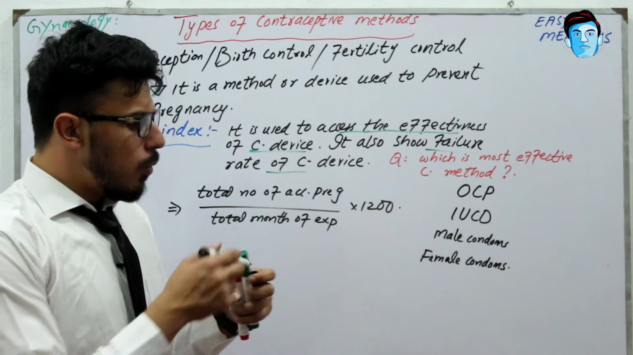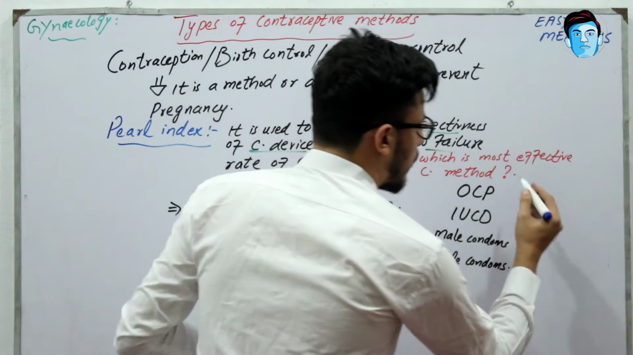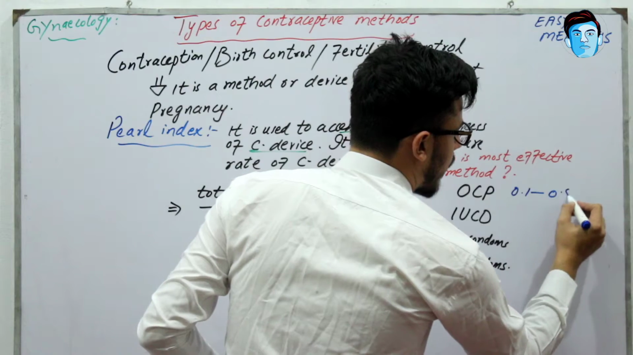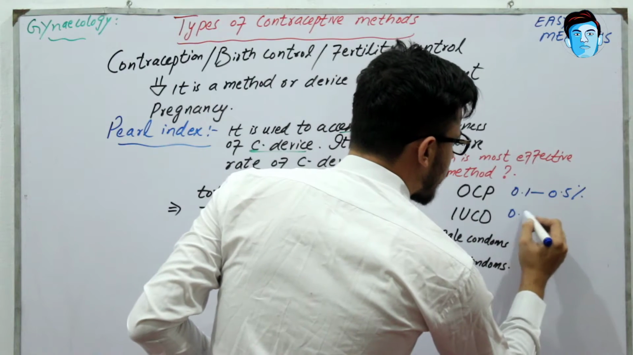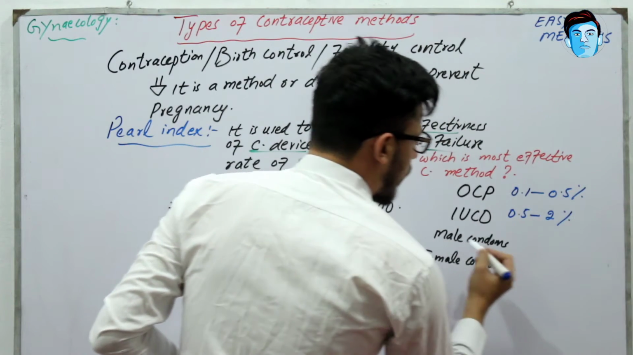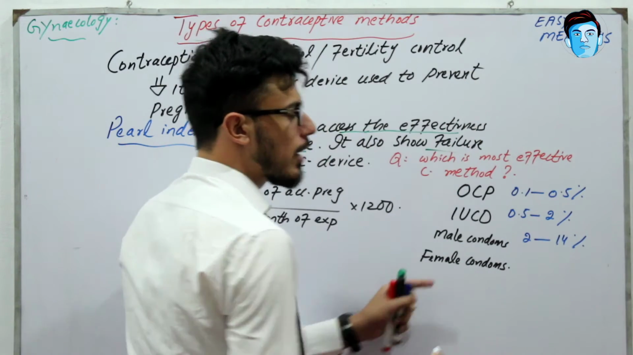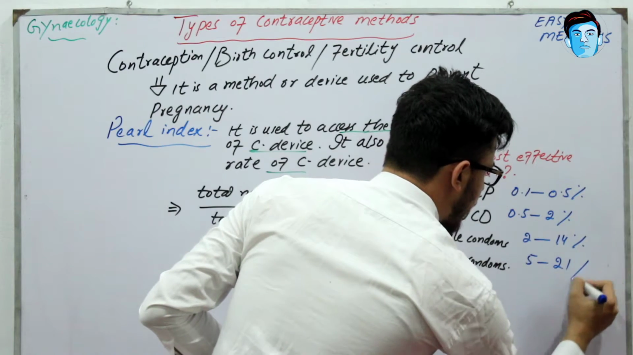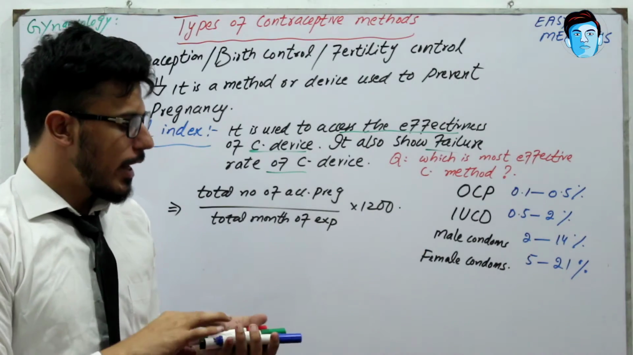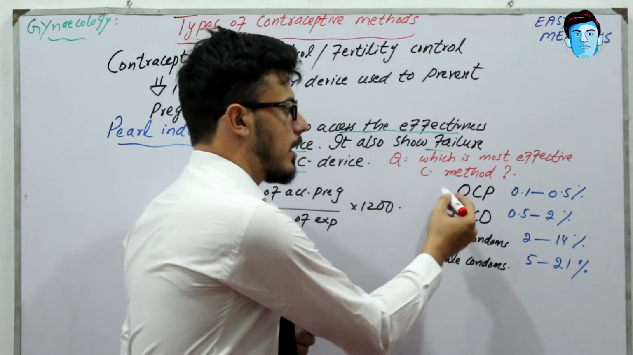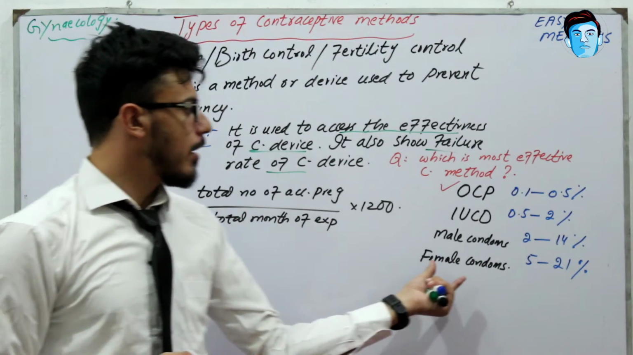Now, what is the failure rate of oral contraceptive pills? It is from 0.1 to 0.5%. And the failure rate of intrauterine contraceptive devices is from 0.5 to 2%. For male condoms it is 2 to 14%, while for female condoms it is 5 to 21%. So by seeing the failure rates, we can say the most effective contraceptive method is oral contraceptive pills, and the least effective are female condoms.